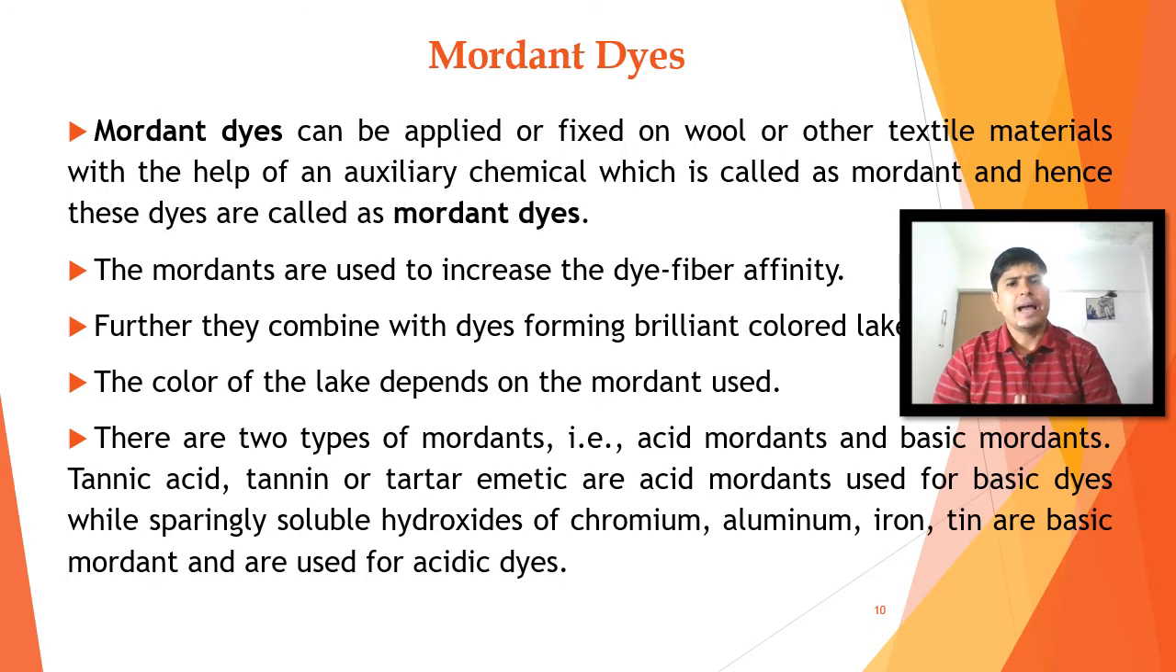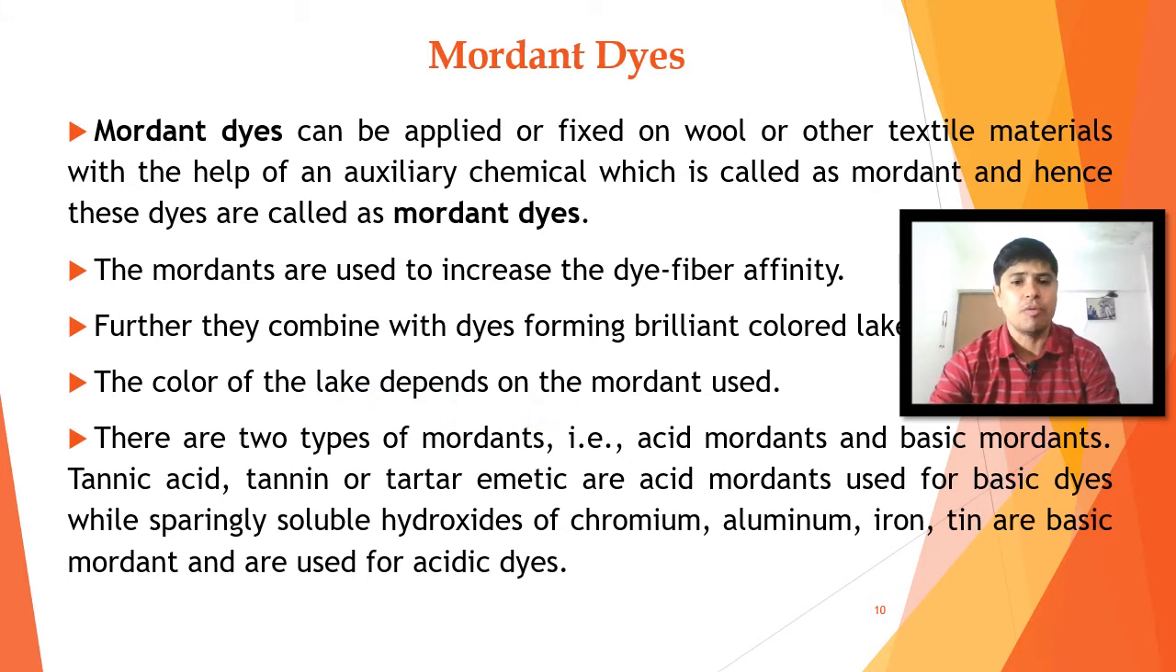The next class of dyes is mordant dyes. Mordant dyes can be applied or fixed on wool or other textile material with the help of an auxiliary chemical called a mordant, and hence these dyes are also called mordant dyes. This is what we have seen in the dyeing method, mordant dyeing. Mordants are used to increase dye-fiber affinity. Further, they combine with dyes, forming brilliant color lakes. The color of the lake depends on which mordant we are using.